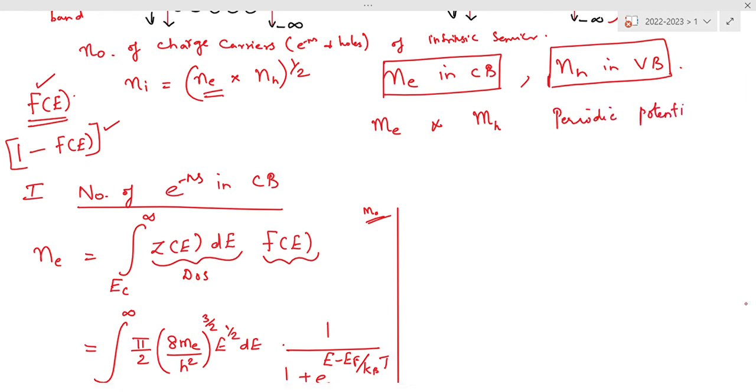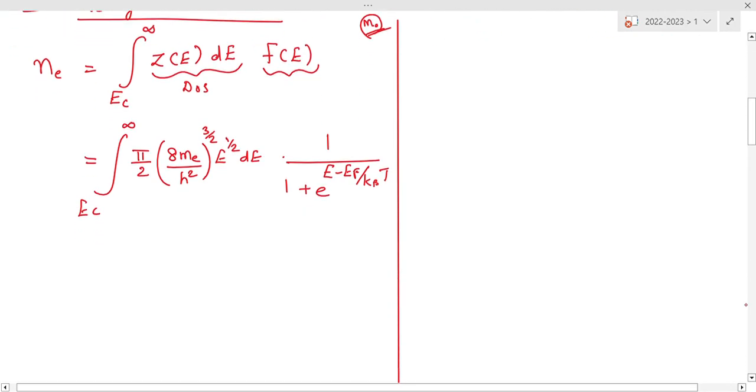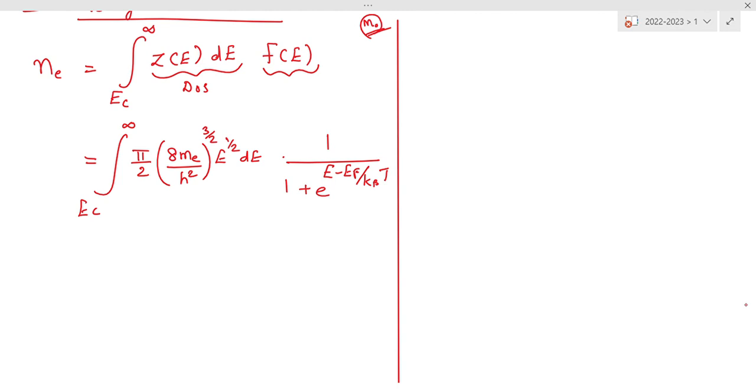So they are accelerated. The mass will not be constant, just like m0 or m in the metals. There will be a change in mass of the charge carriers, which will be considered in semiconductors as me and mh, the effective mass of the charge carriers respectively. So coming back to this, Ne is equal to integral from EC to infinity.